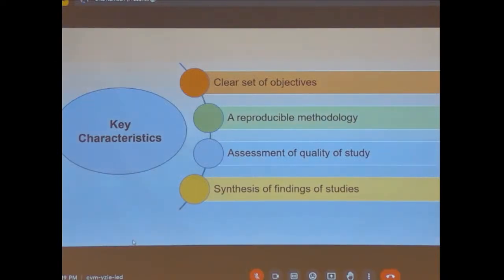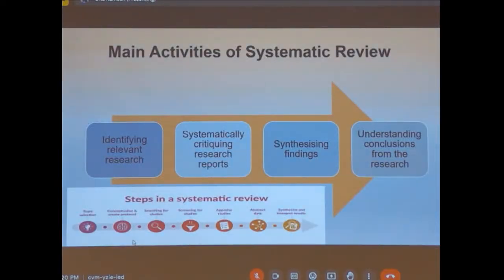What then are the key characteristics? Every systematic review will have a clear set of objectives, a reproducible methodology, the assessment tools of quality of study, the synthesis of the findings of various studies, both published and unpublished. Hence, the main activities of a systematic review will be identifying relevant research, systematically critiquing research reports, synthesizing all the findings, and lastly, understanding conclusions from the various research you have perused or reviewed.